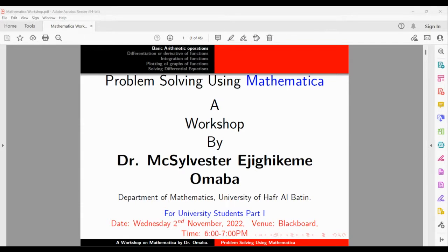So I'm expecting the students to join, though many of them have not joined yet. So we'll go through some of the commands because when you have the experience or you have a little knowledge, you can build on them.